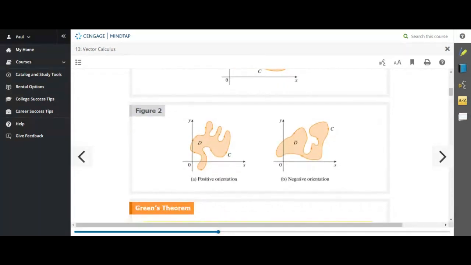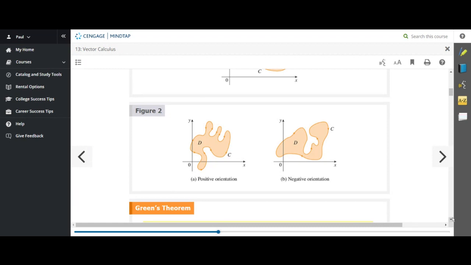By the way, in Figure 2, here are two more curves. On the left, you have a curve with positive orientation. On the right, you have a curve with negative orientation. On the left, you're going counterclockwise on Figure 2A. In Figure 2B, you're going clockwise, and that's negative orientation.